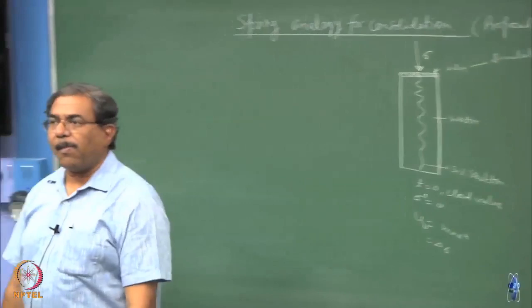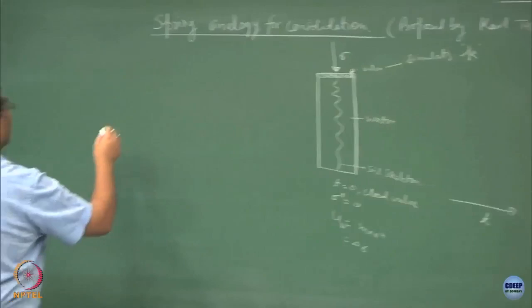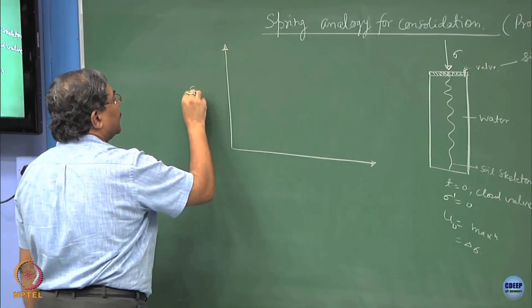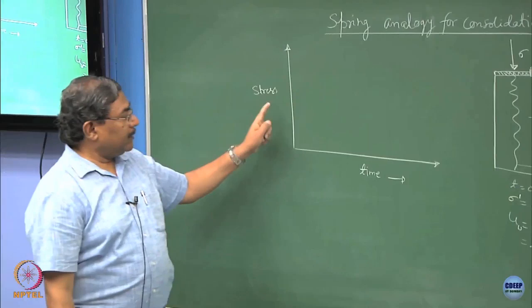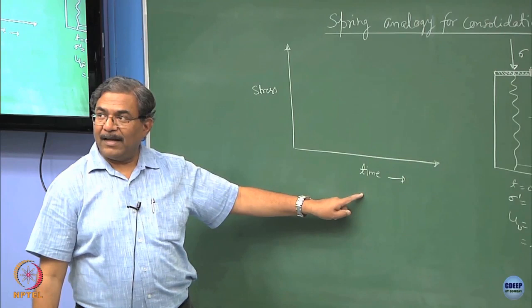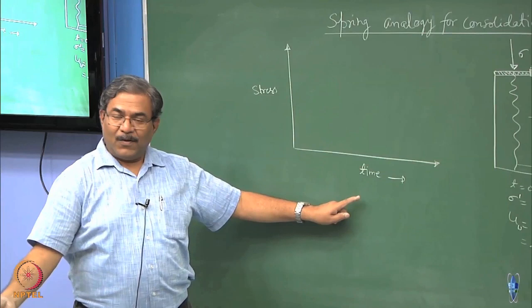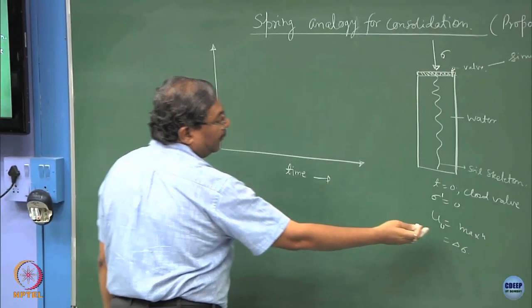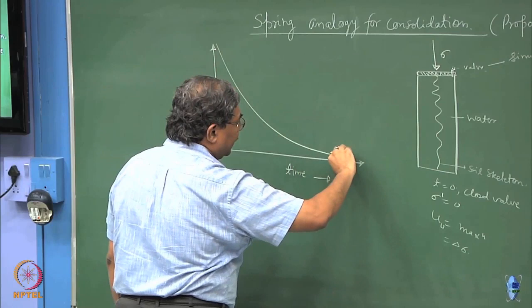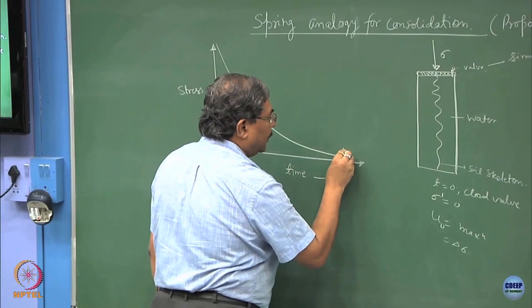So, the way Terzaghi has proposed this, if I plot stress on the y axis and time on the x axis, I hope you realize that this is the first time we are talking about any property which is a function of time in geotechnical engineering, clear? And this time is representative of the hydraulic conductivity of the material. So, if I plot, let us say, pore water pressure, I hope you can realize the pore water pressure is maximum, delta sigma, and with a period of time it will tend to 0, clear? So, this is the variation of u_w, pore water pressure.